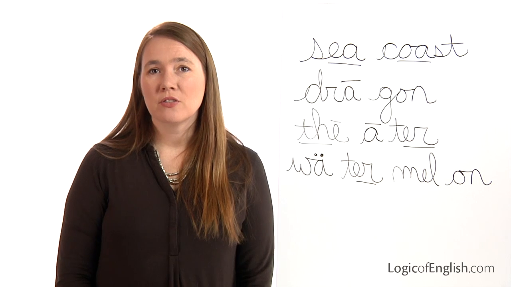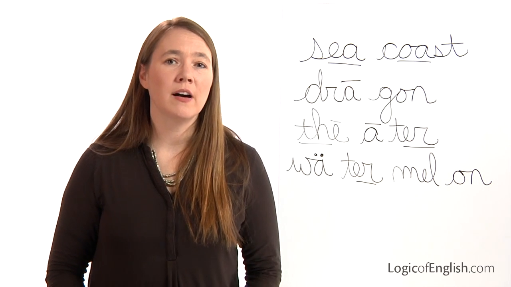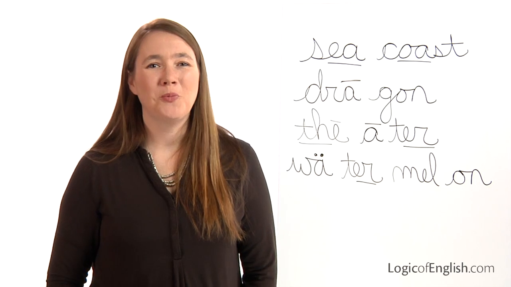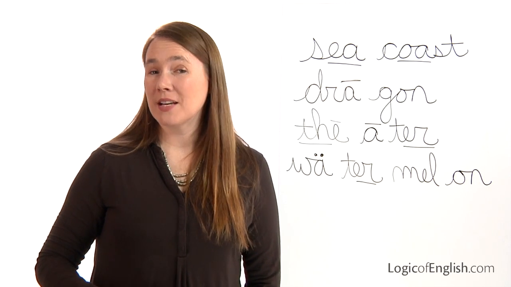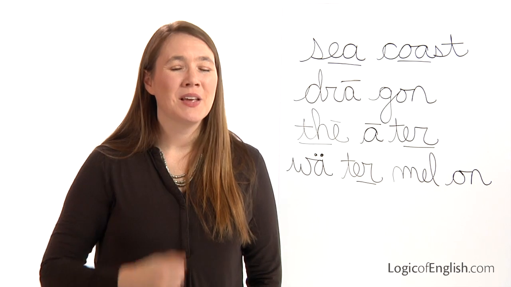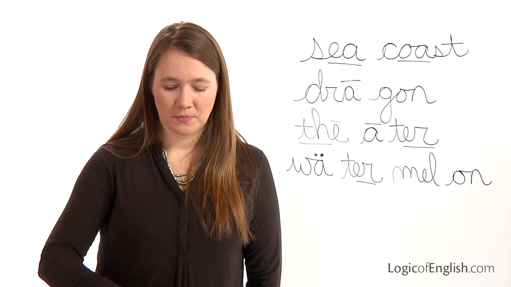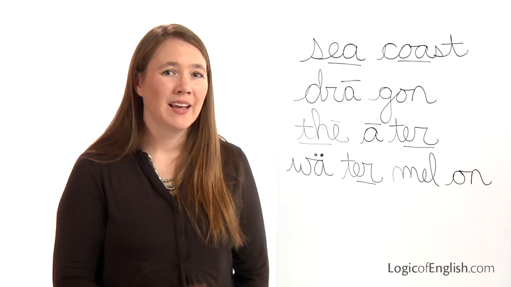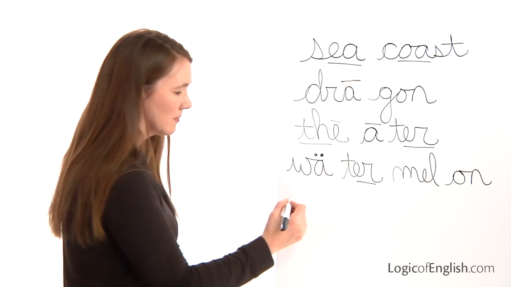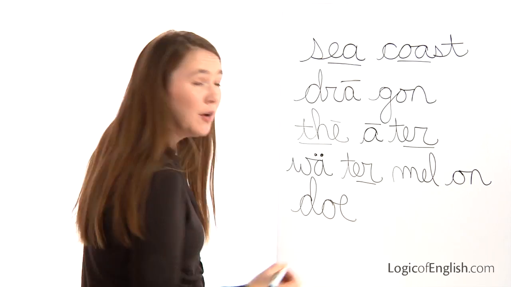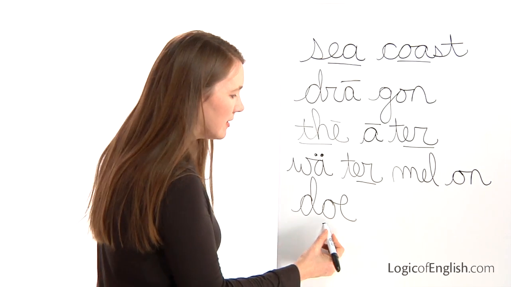The next word is doe. A doe and her fawn walked across the park. How many syllables in doe? 1. Let's sound it out. D-O. This is an O-E. So go ahead and write doe. And now help me to write it. D-O-E. And how will we mark it? We'll underline the O.